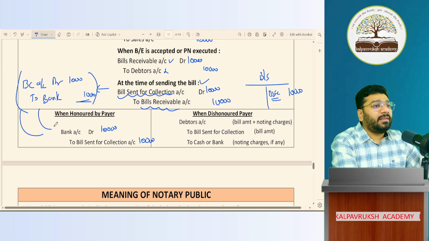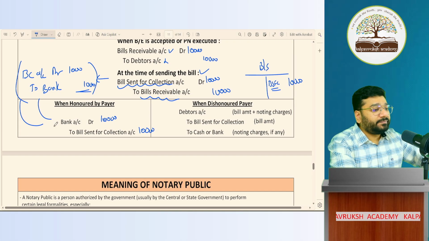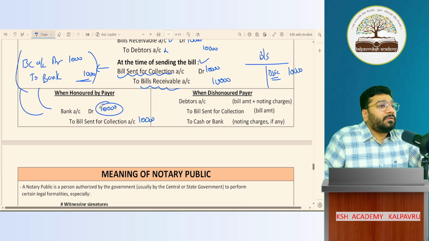You can write both combined also. So what is the combined entry of these both? What is the combined entry for these both?